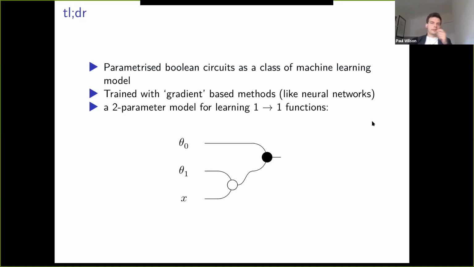So what's a parameterized Boolean circuit? It's just a circuit where we say that some of the inputs are parameters. So here's an example. The two betas are parameters, and we're trying to learn a function that maps a 1-bit input to a 1-bit output.